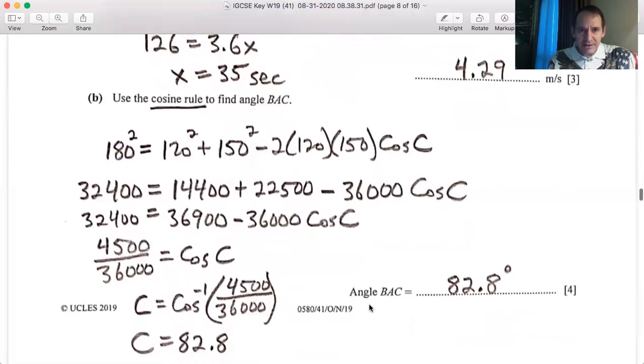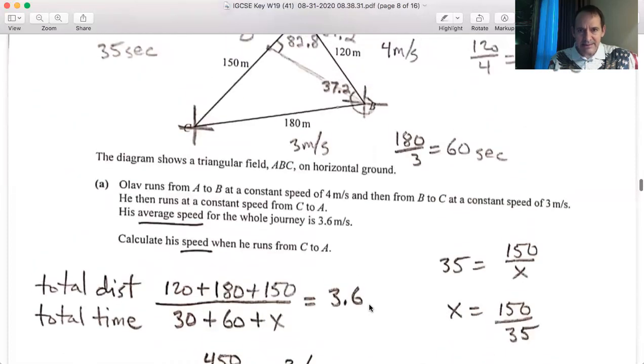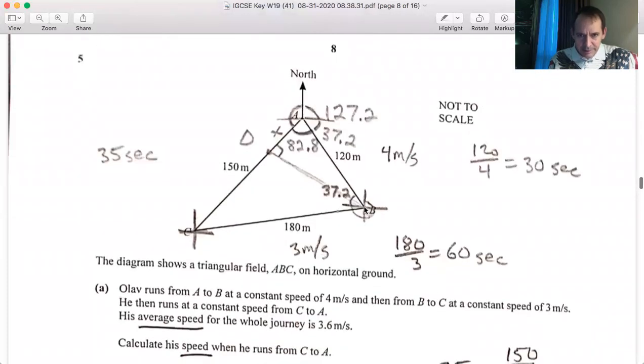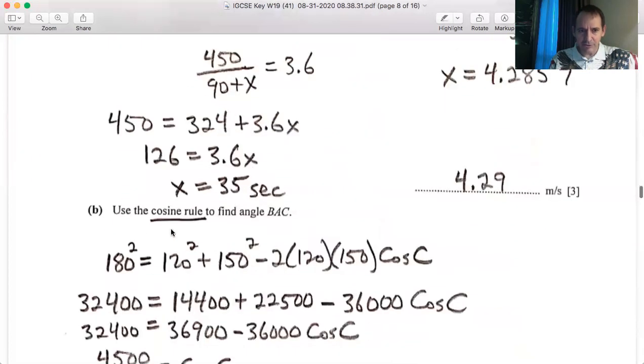Now part B says to find angle BAC. Here's angle BAC, this angle right in here. We want to find this angle. Notice we have a side here, 120, without a corresponding angle. We have this side without the angle that we're looking for, and we have this side over here without an angle yet. So we don't have a pair. We don't have a side with its corresponding angle, so we have to use the law of cosines.